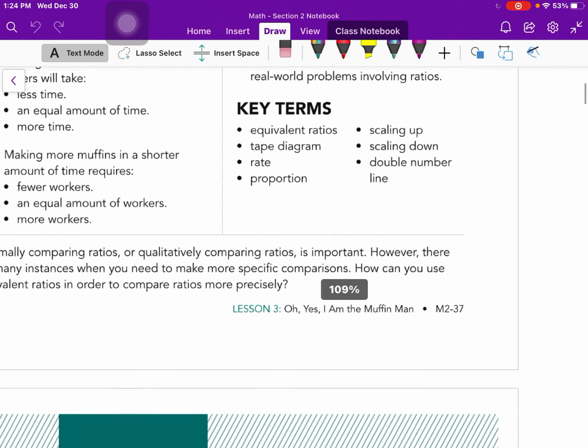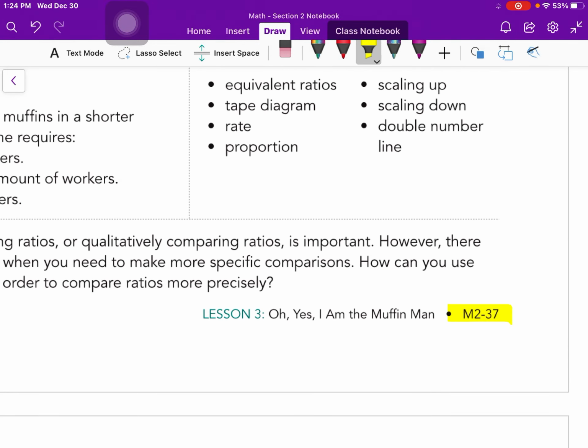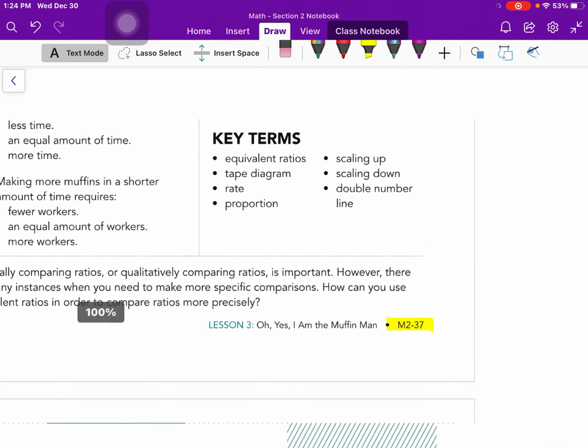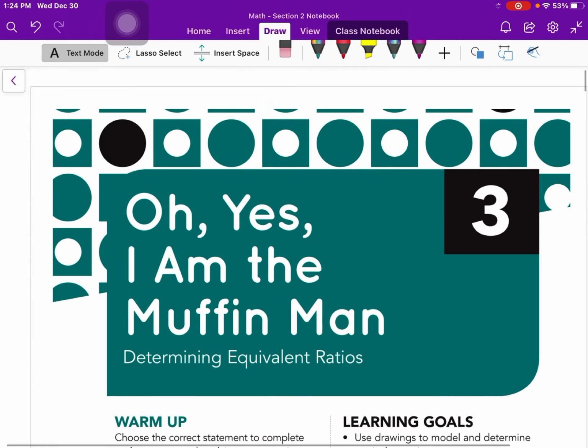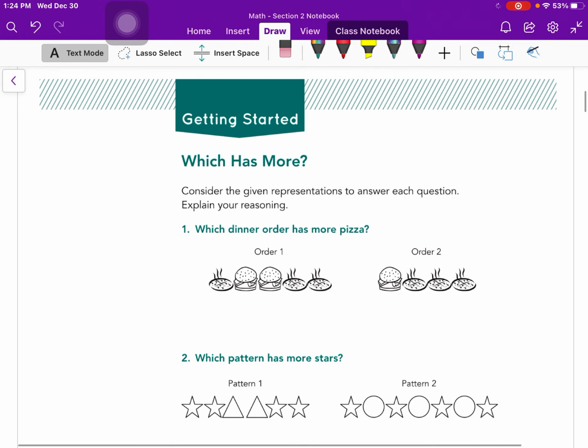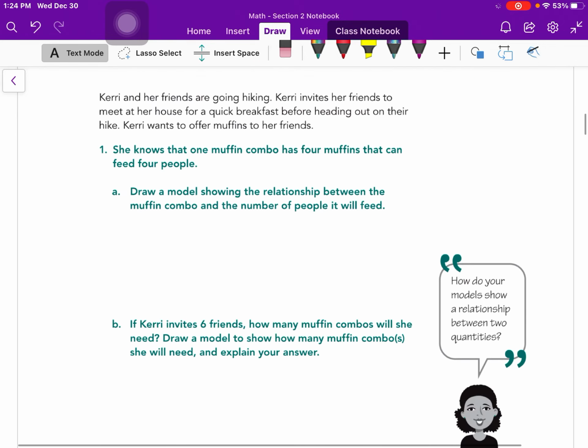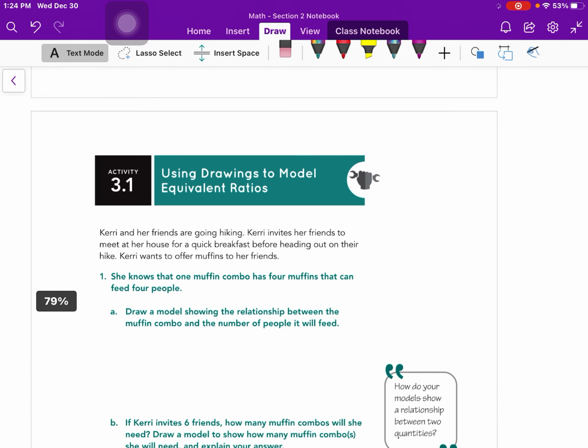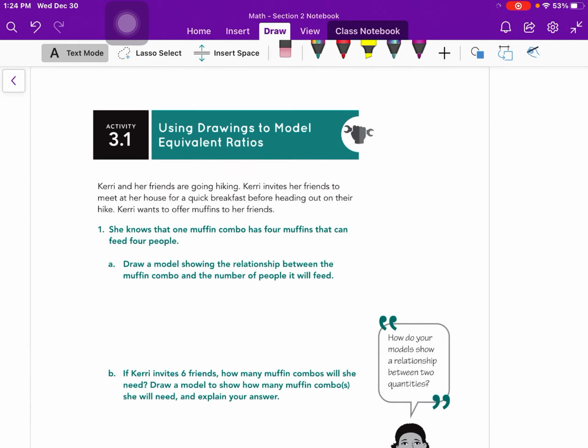For this page, if you're working on your textbook, you would be on page M2-37, where we're going to try to figure out equivalent or equal ratios. They act a lot like equivalent fractions, just to give you kind of a hint. We're going to skip this getting started, and we're going to get right into using drawings to model equivalent ratios. We're going to teach you a couple of different strategies, drawing drawings and tape diagrams and coming up with tables. And so we're going to give you some different strategies to come up with equivalent ratios.